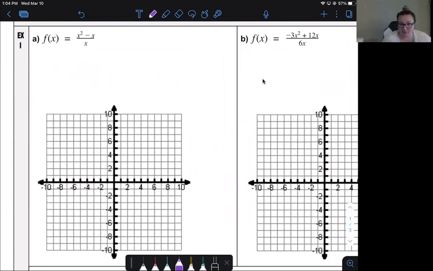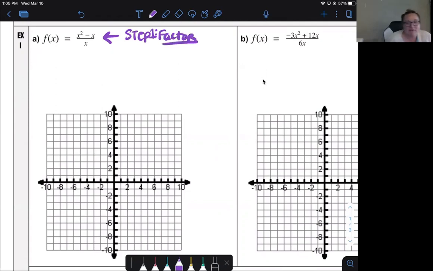Example 1, part A. So for part A, we have f of x is equal to x squared minus x all over x. Now, this equation might look scary at first because, oh no, how do I graph a fraction with a bunch of variables in it? But something really nice is about to happen. Let me show you your very first step. So step 1, factor as much as you can.